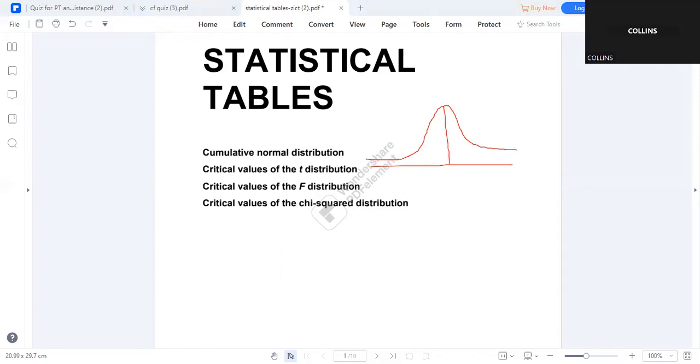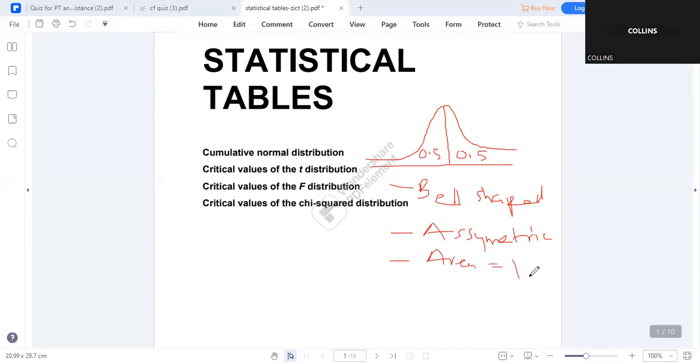What else can you see? It is symmetrical. Bell-shaped and symmetrical. What does symmetrical mean? Meaning this side mirrors the other side. So if this is 50%, the other side is 50%. So it makes the area under the graph to be what? 100%.